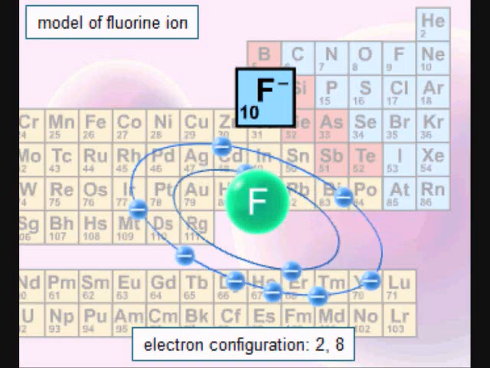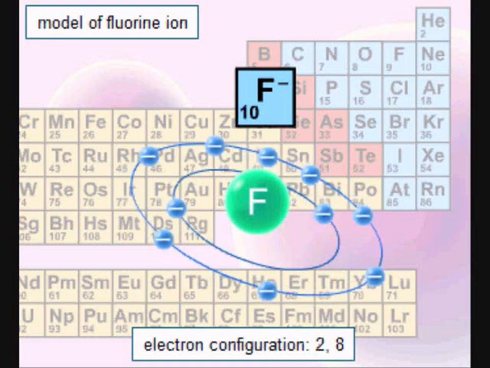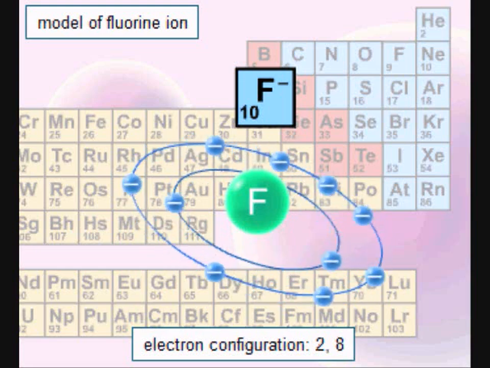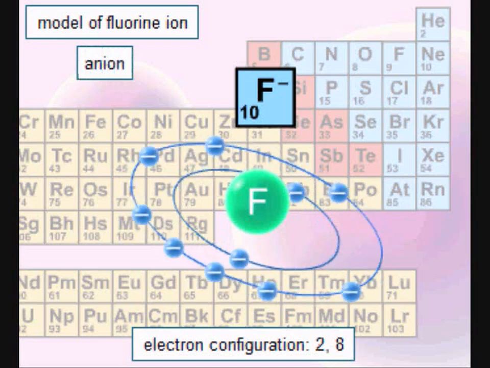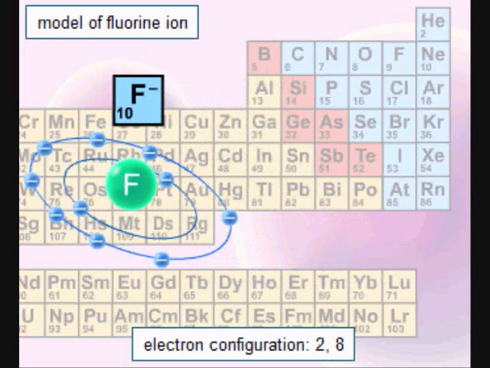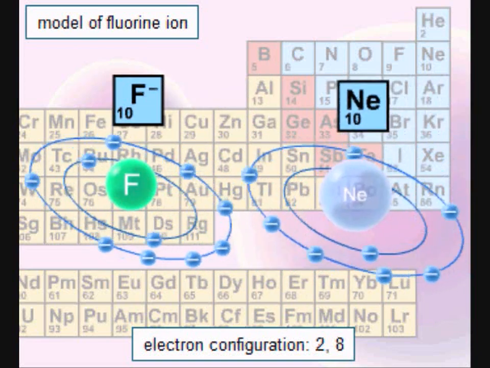Because of the additional electron, the atom achieves a charge of -1. A negatively charged ion is called an anion. A fluoride ion has the following electron configuration: 2,8, the same as the noble gas neon.